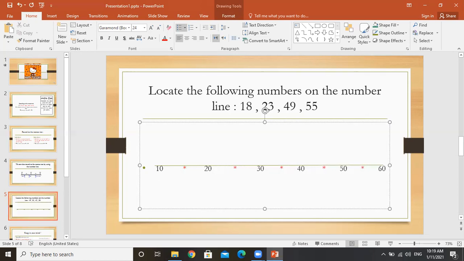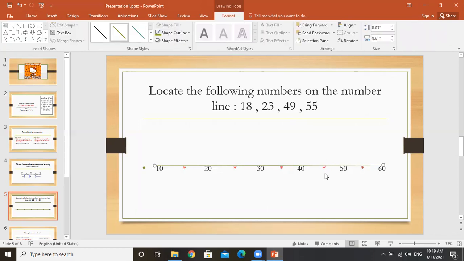Then we have 49. 9 is more than 5. This means that if here we have 45, 49 should be located after 45, next to 50, since the nearest 10 to 49 is 50. So if 45 is located here, then 46, 47, 48, 49. 49 should be located beside 50.